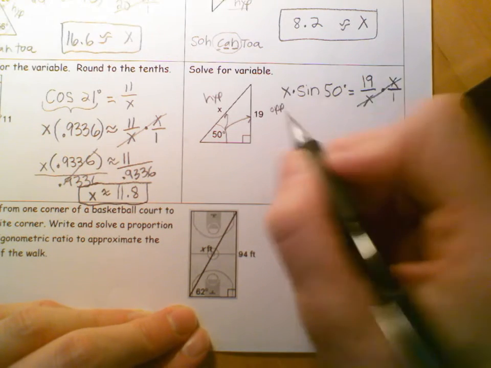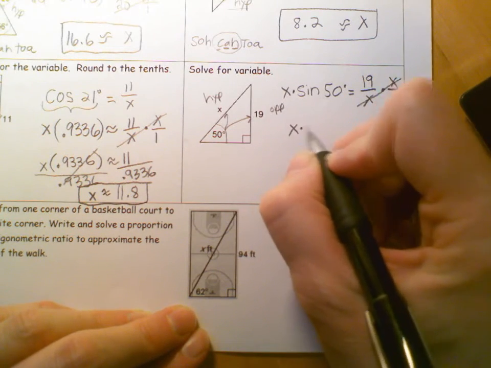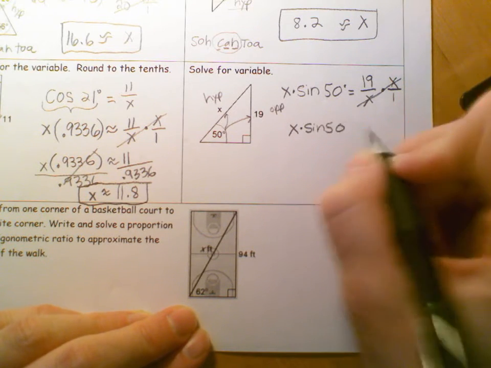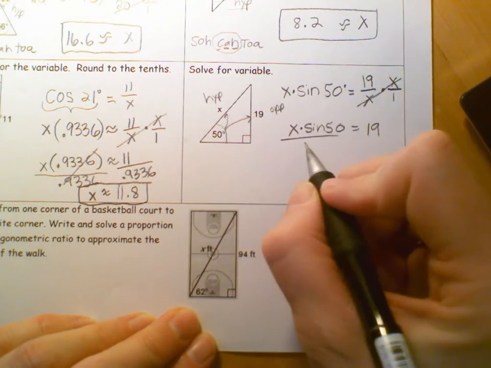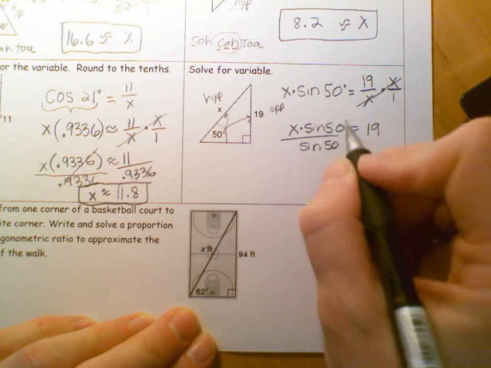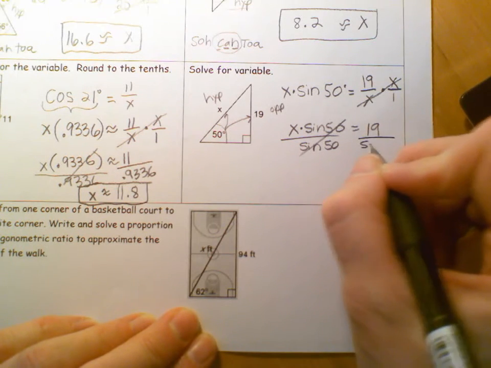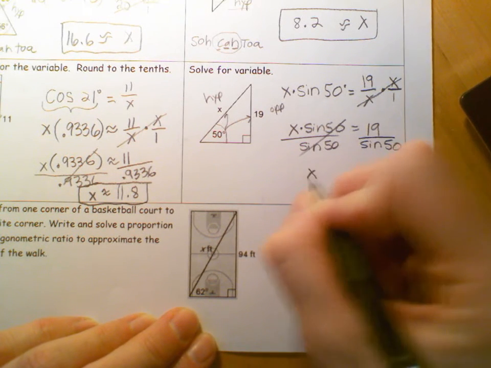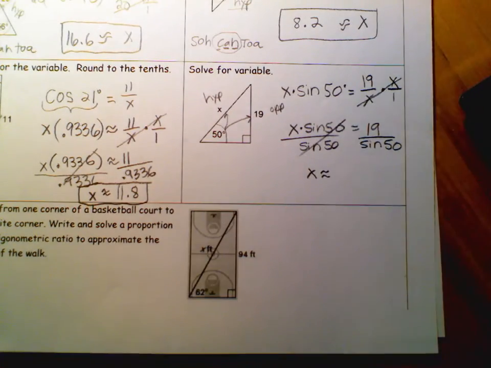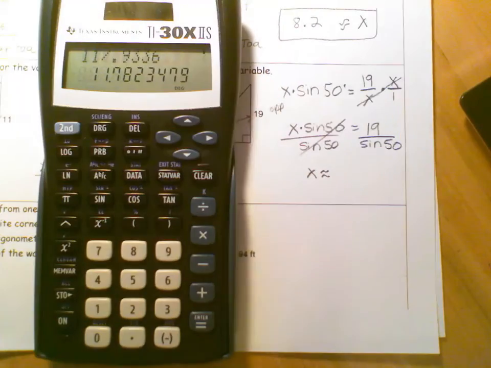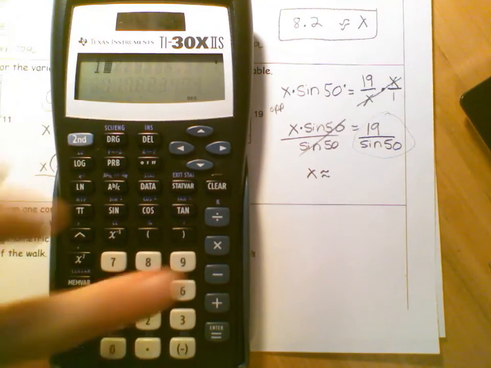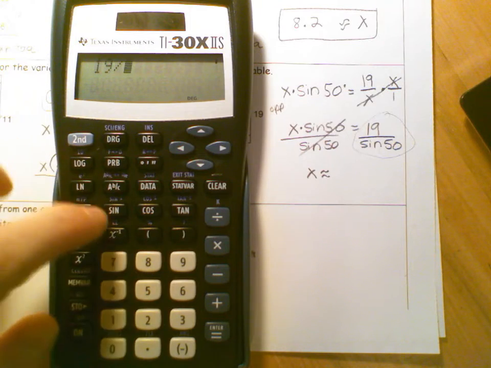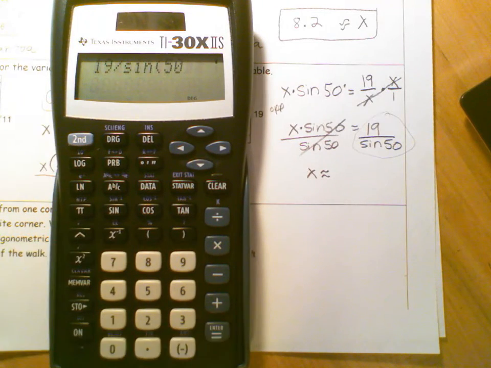All right, so I have to multiply both sides by x. So I get x times the sine of 50, whatever that decimal number is, equals 19. All right, now I'm just going to divide that number away. Sine of 50. Okay. And this now is calculator ready. Just put that in your calculator, right? 19 divided by sine 50 equals 24.8.